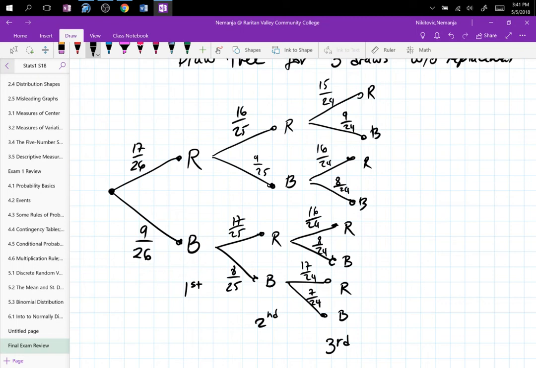Wait, question, don't some of those branches... Hold on, one by one. So on the third branch, you got 16 over 24, but you picked black again, so shouldn't it stay 16 over 24? Are you talking about this number here? One down. One more. Shouldn't that be 16 over 24? Why? Because black, black. Yeah, but it's red. I have 17 red ones, and I never picked red one.